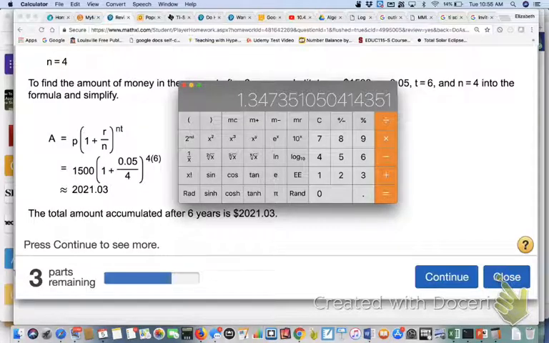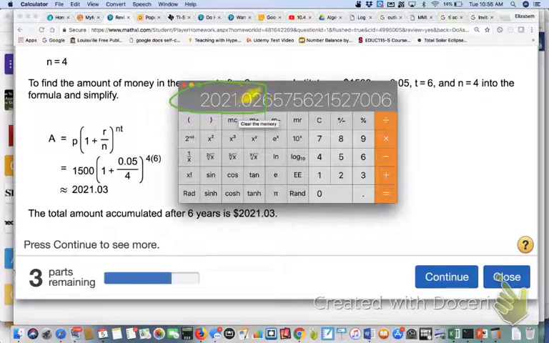So far, remember what I've done. I found my answer inside of my parentheses. Then I took that answer and I raised it to the 24th power. So now the last step is simply for me to take the answer that I've gotten and multiply it by 1,500. So I'm just going to type in times 1,500, hit enter.